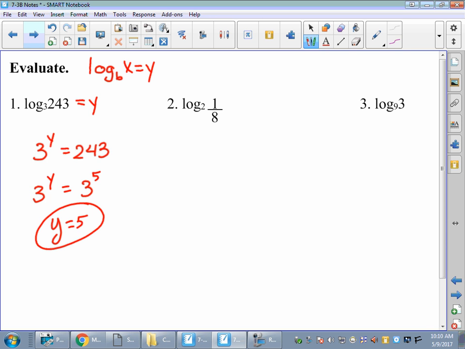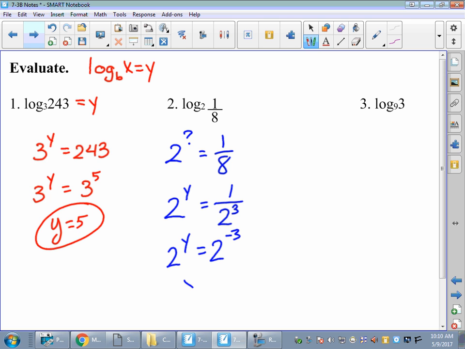Basically, what they're asking is, what do we raise 2 to get 1/8? That's really what you're trying to do. And so then we're going to try to rewrite 1/8 as a power of 2. So you can leave it as a question mark. You can bring in the variable if you want. 1/8 becomes 2 cubed in the bottom. Then we got to flip it. So 2 to the y is equal to 2 to the negative third. And so y must equal -3. So we're sort of incorporating those exponential techniques, working with logarithmic functions.